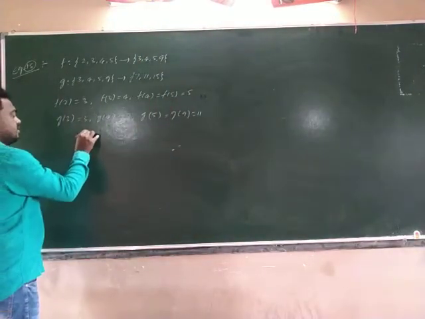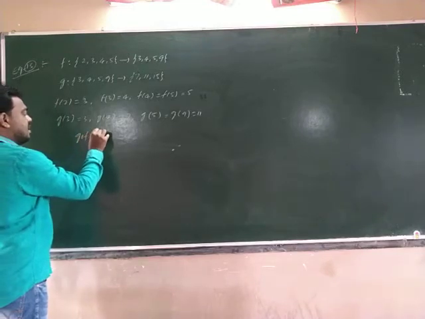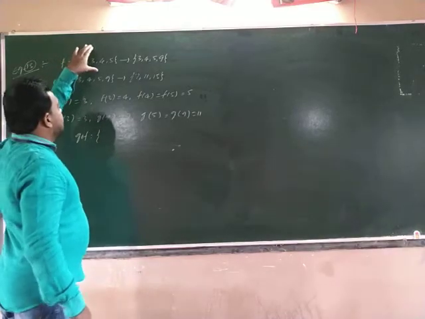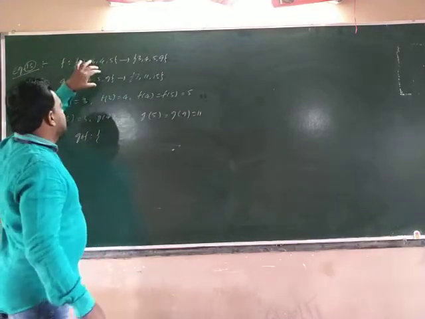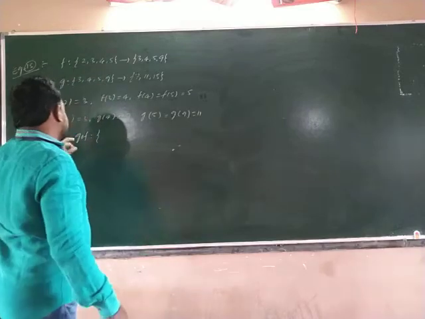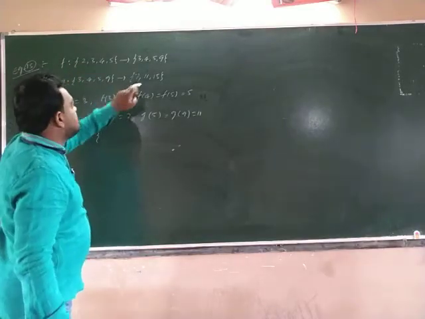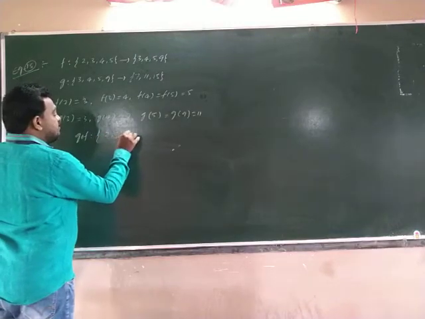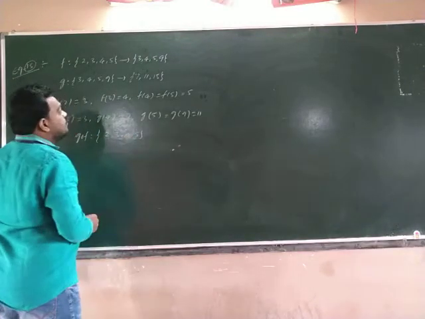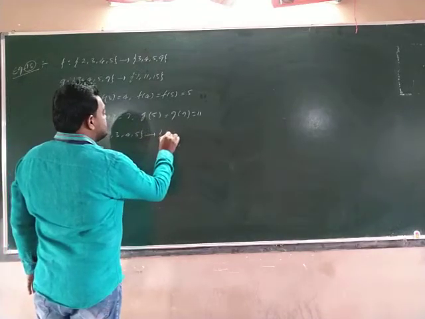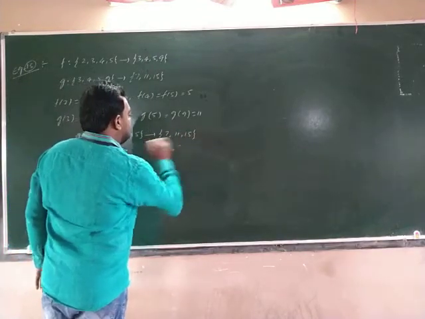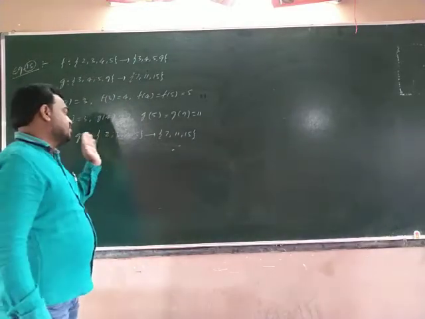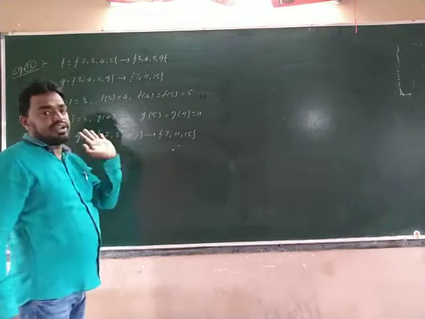Here you see, g circle f is mapping from where to where? It is in the form of f mapping from A to B, g mapping from B to C, so g circle f is mapping from A to C. So g circle f is mapping from the set {2, 3, 4, 5} to {7, 11, 15}. That means we need to find g circle f of 2, g circle f of 3, g circle f of 4, g circle f of 5.